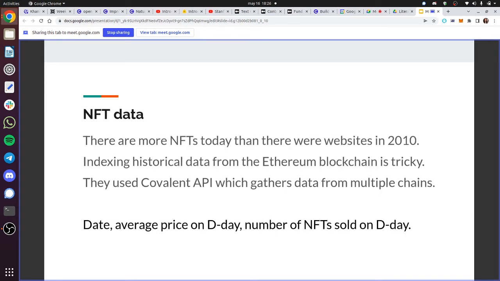NFT data: as there are more NFTs today than there were websites in 2010, indexing historical data from the Ethereum blockchain is tricky. They use Covalent API, which gathers data from multiple chains. So the authors collected data from Covalent API, and the data used are a date, price, average price on D-Day, the number of NFTs sold on the D-Day.